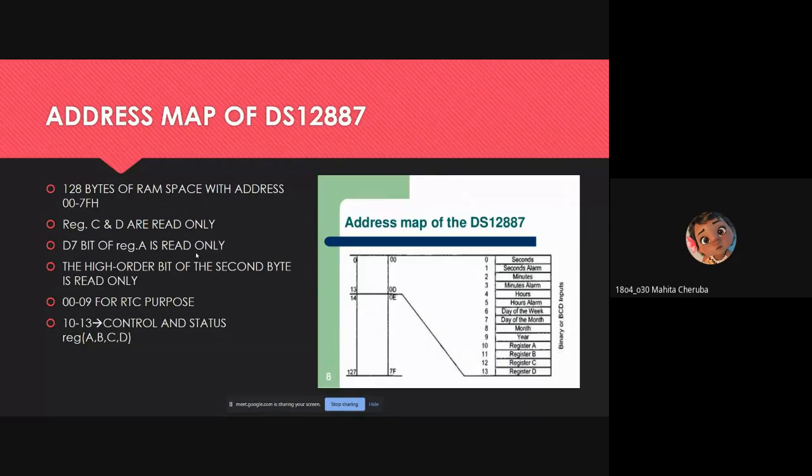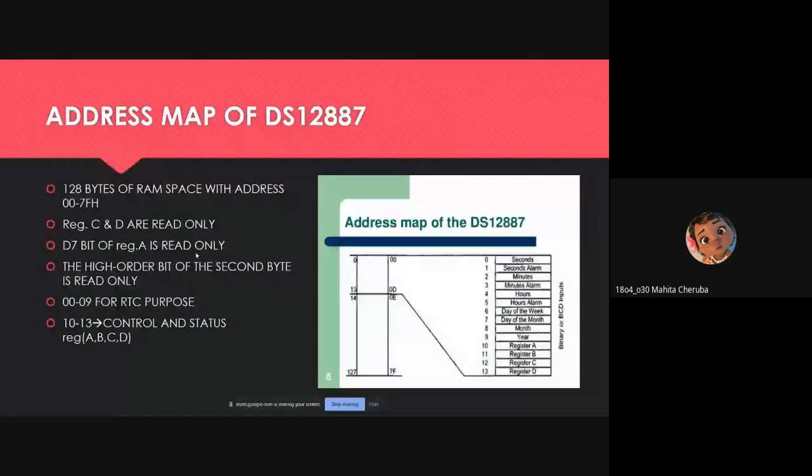And the high order bit of the second byte is read only, and these are the 3 exceptions. So if we see from address location 00 to 09, we can see that it consists of seconds, minutes, hours, hours alarm, day of the week, month, year, and everything. So these 00 to 09 are used for RTC purposes, that is to fix our time, date, etc.